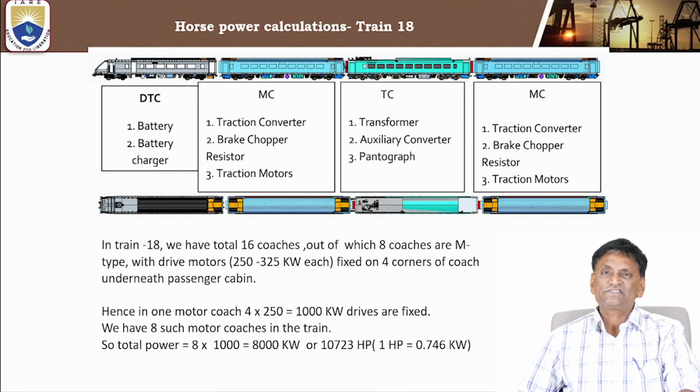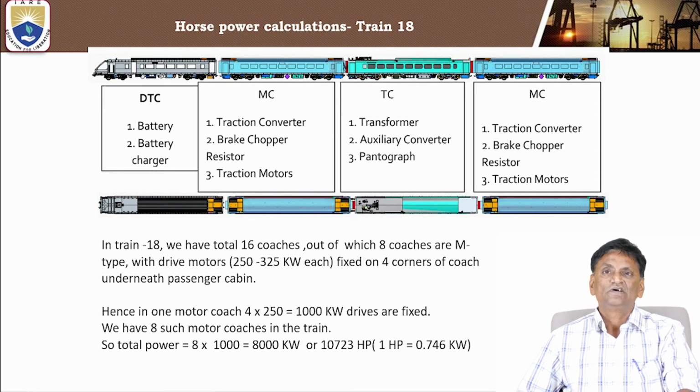So those coaches were packed with a lot of power. It can sustain 6 hours even if some power loss is there. For passenger comfort, there is no problem. Then the MC coach, as I explained earlier, has on the overhead the traction converter, brake chopper, resistor, and the traction motors, these kinds of things.